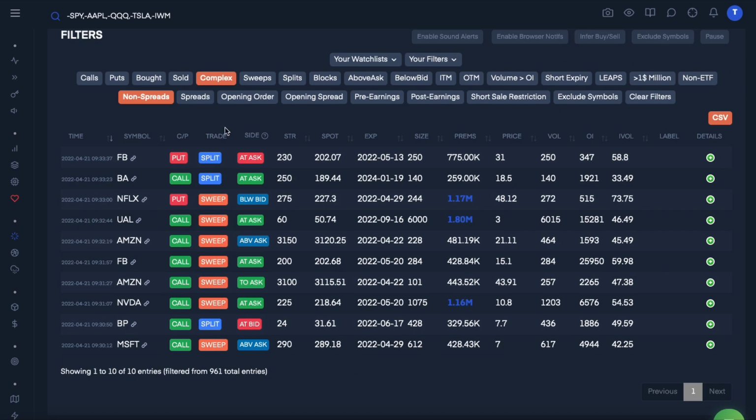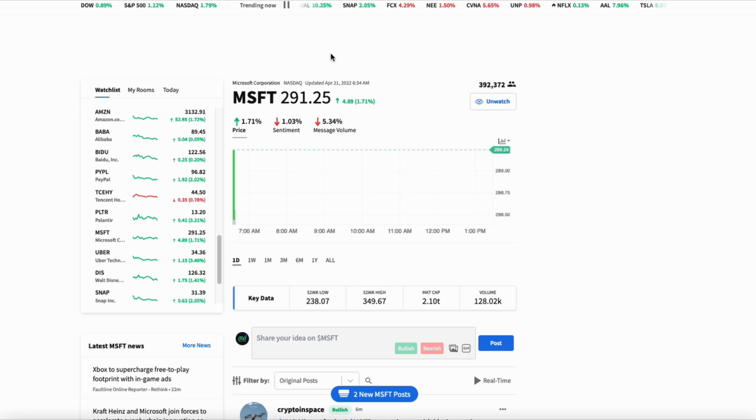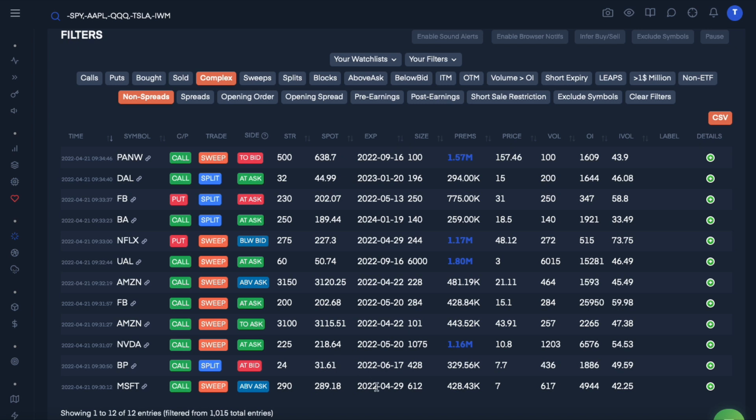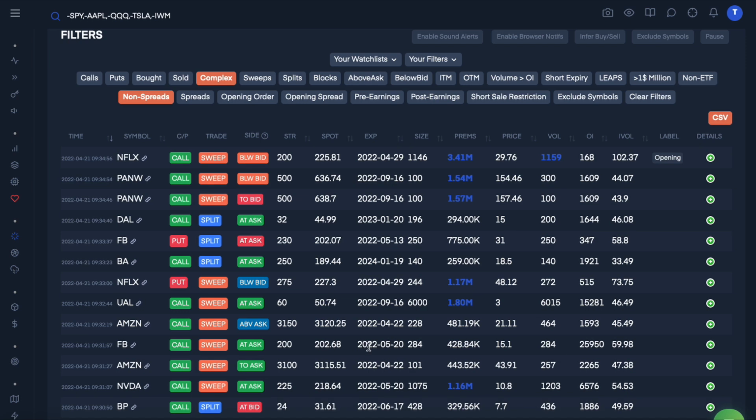Let's see where Microsoft is at right now. Okay, there you go. Microsoft is already above 290. So this would be a quick 2, 3, 5 minute scalp for quick 20 or 30% profits, because this was short term. It's expiring in like 8 days. So there you go. The first order that we got in the day was a nice win. Hope this helps.